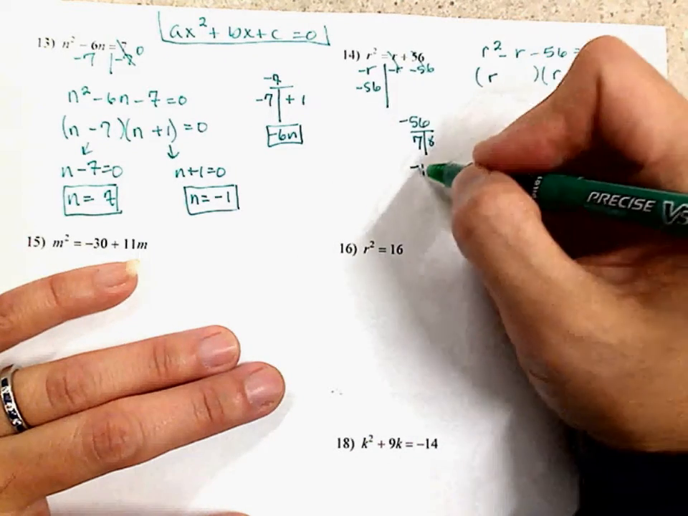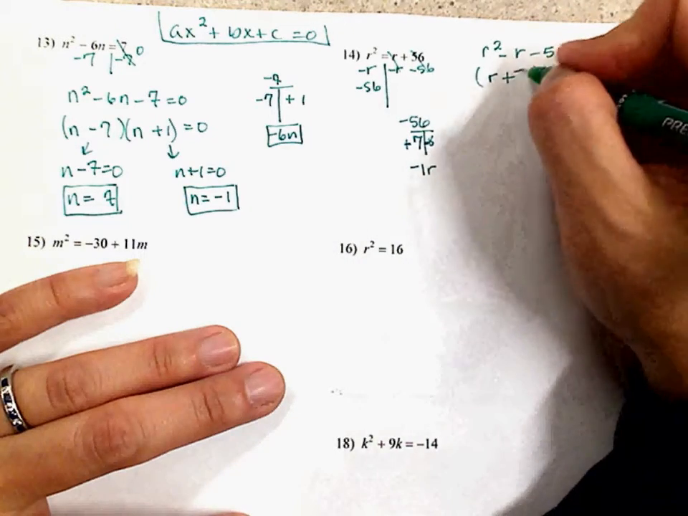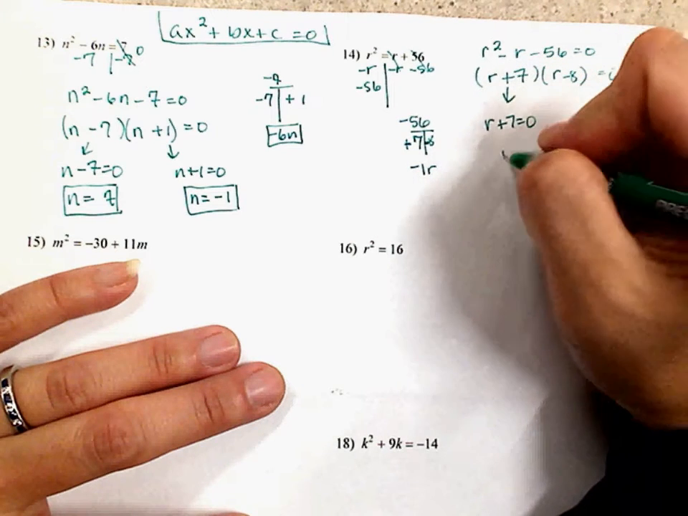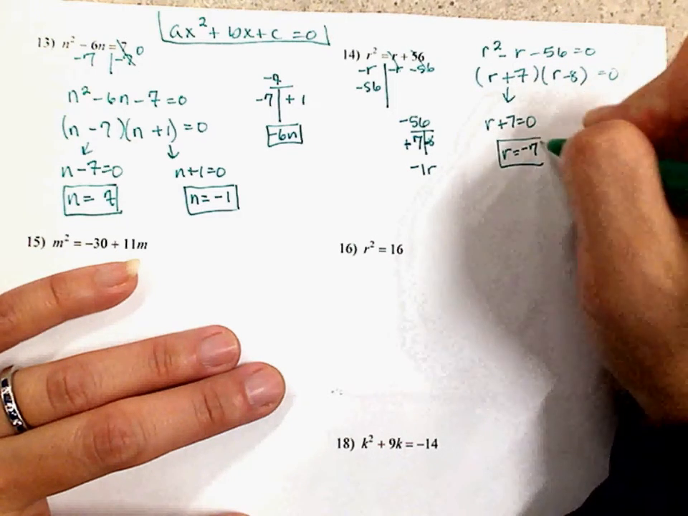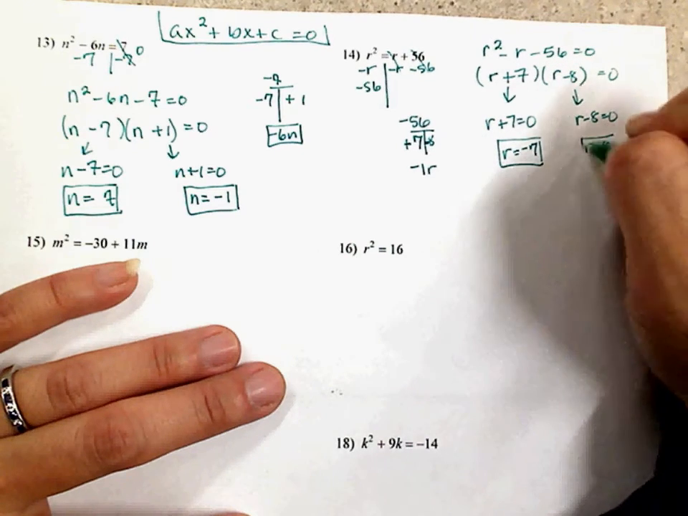7 and 8. The big one goes with the sign. So plus 7 minus 8. Set this equal to 0, so r is equal to negative 7. Set this one equal to 0, r is equal to 8.